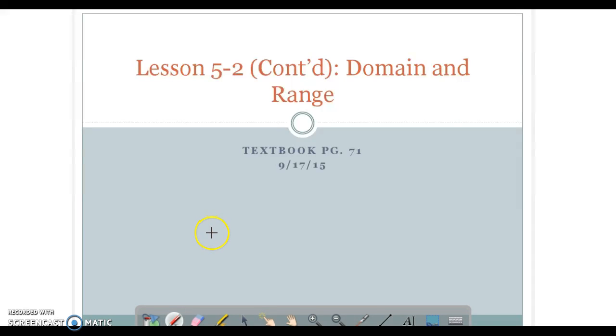Good evening, everyone. Well, tonight we're going to take a look at domain and range, and then we're going to take a look at function notation. We've already looked at domain and range, so this is going to be rather a quick overview, and then we'll get into how we write function notation and what it actually means.